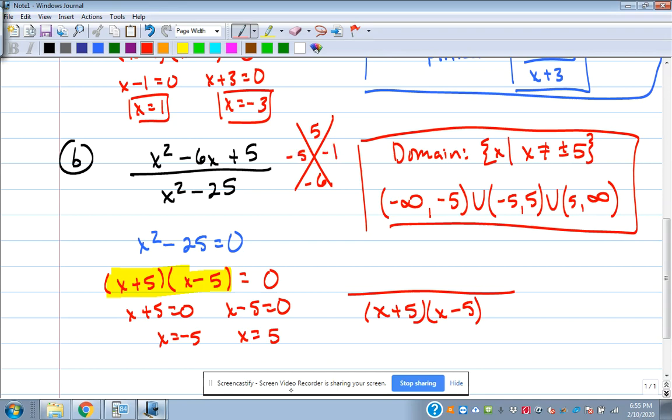I can use my shortcut here. X minus 5, x minus 1. So there's the factored form of that numerator. Then the simplifying comes in. Matching factors cancel each other out. X minus 5 cancels x minus 5. Get x minus 1 over x plus 5.